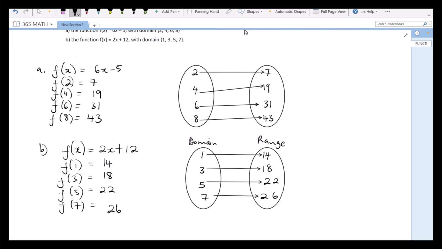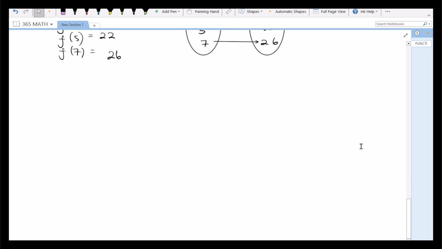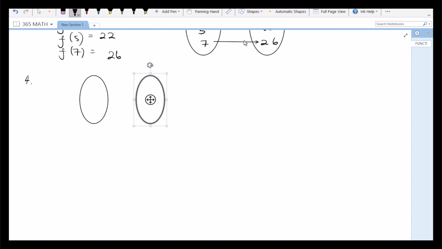So this is the complete mapping diagram for the given function. We can be asked to find the function that is represented by a mapping diagram. This would be example number 4. So we have the given mapping diagram, and this is the domain and this is the range.